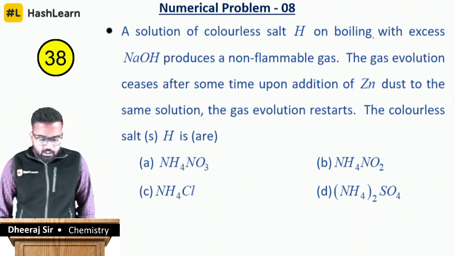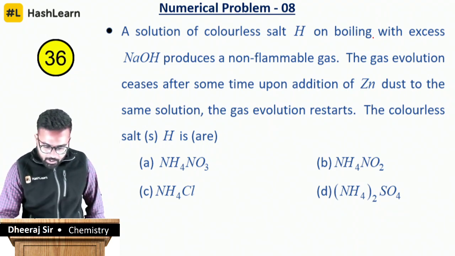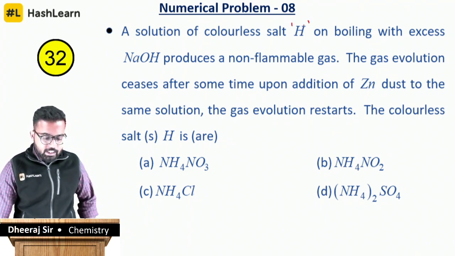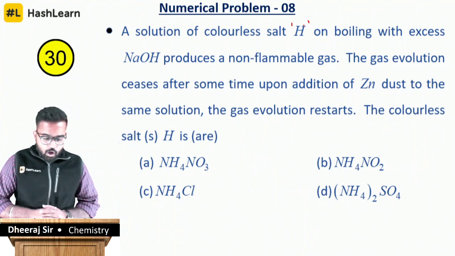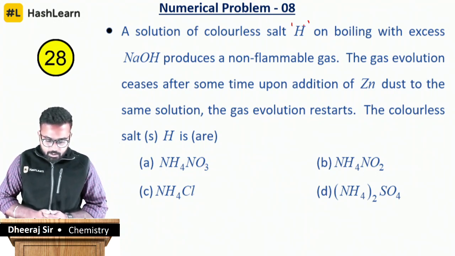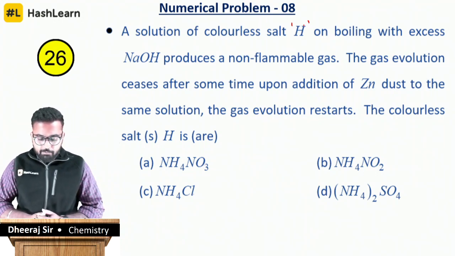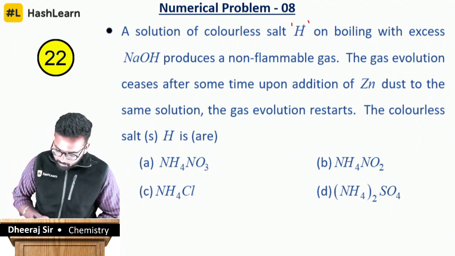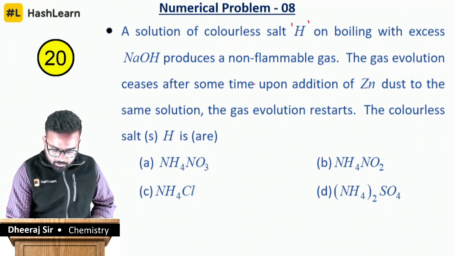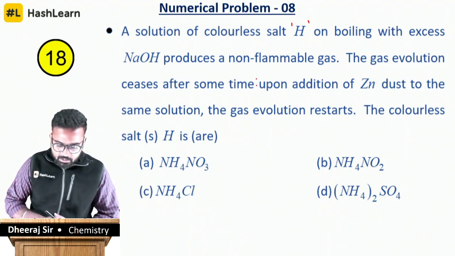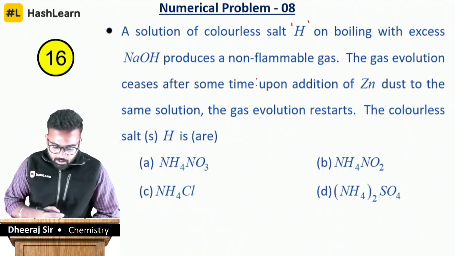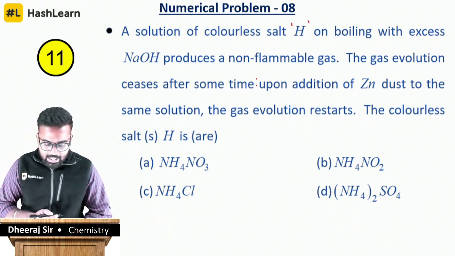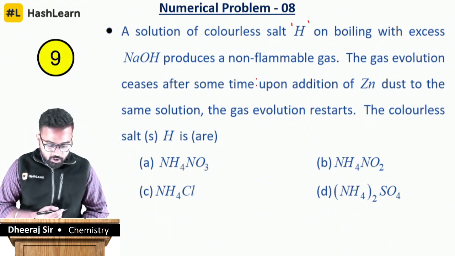A solution of colorless salt H, so we are naming our salt H, on boiling with excess NaOH produces a non-flammable gas. The gas evolution ceases after some time, and next, upon addition of zinc dust, the gas evolution restarts. Therefore the colorless salt H is R.